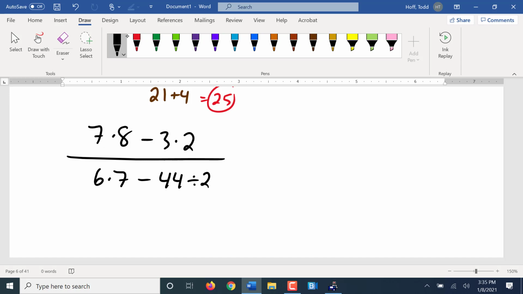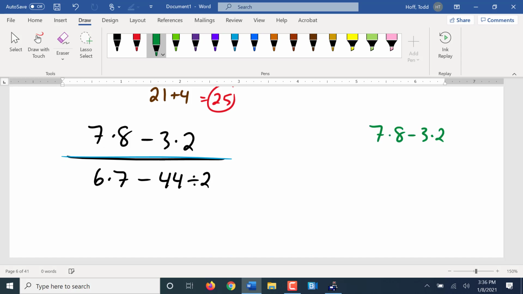So something like this. What does that line across here mean? It means divide. What else does it mean? It's one of our enclosing symbols. So it means we have to do everything on top separate, everything on bottom separate, then we divide the two results. So let's look at the top first. I'm going to rewrite it over here so we have room to do it.